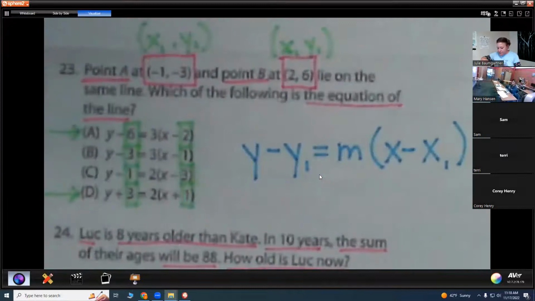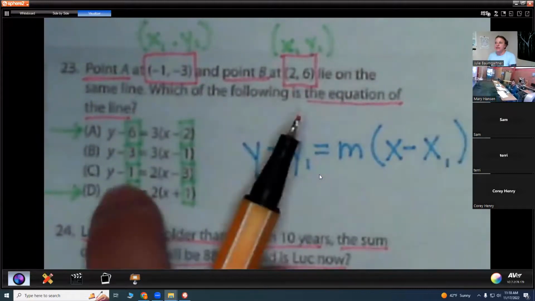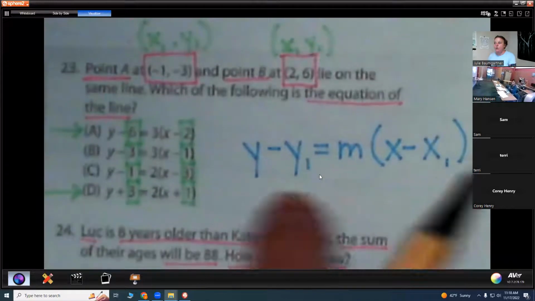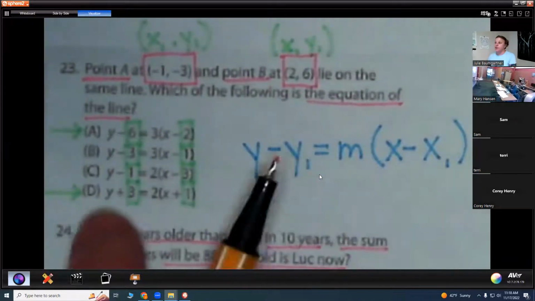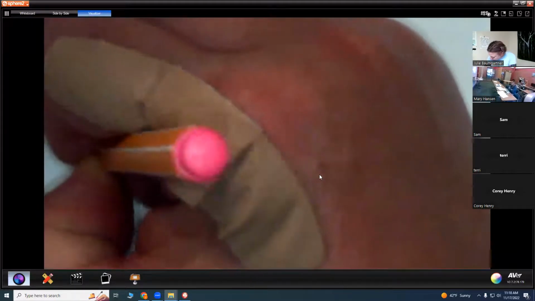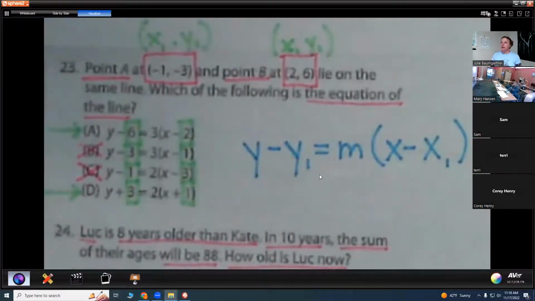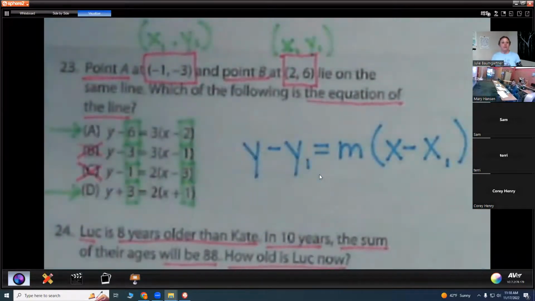So that's kind of our first starting point. We know that since they gave us these 2 points, they're probably going to use one of the points as our X1, Y1 in our equation. And so the first thing to do is to eliminate our choices that don't have those points. Does everyone agree that B and C do not represent the 2 points that we were given?